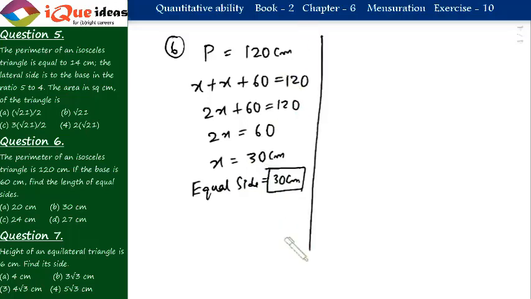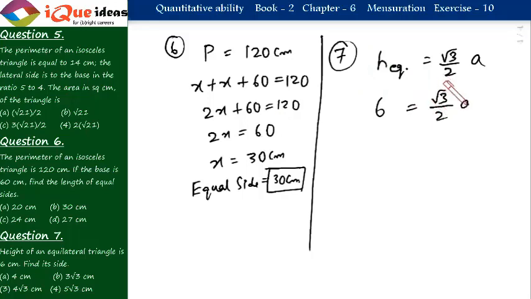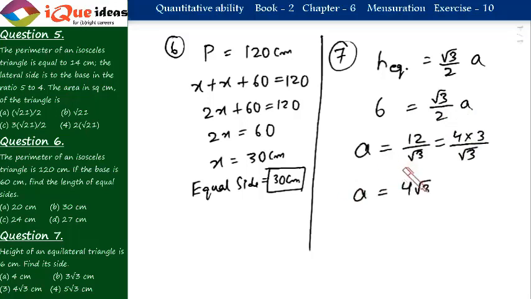Okay. Now let's take question number 7. It's a direct formula based question. Height of an equilateral triangle is 6. Find its side. Right? So we know that height of an equilateral triangle is equal to root 3 by 2 times the side. Now height is given as 6 equal to root 3 by 2 times the side. So side will be equal to 6 into 2, that is 12 by root 3. Now 12 can be written as 4 into 3 by root 3. Now 3 cancelled by root 3 times. So a is equal to 4 root 3 centimeters. Right? This is a direct simple question.